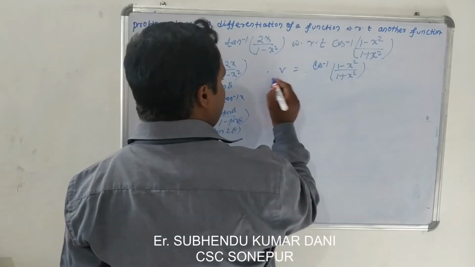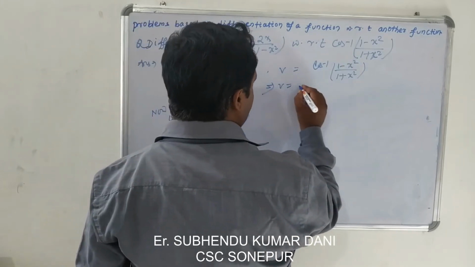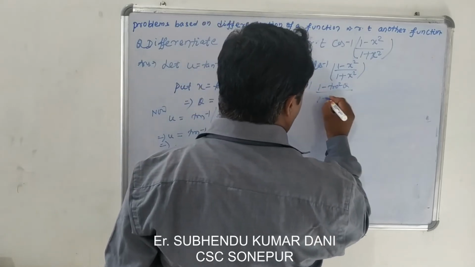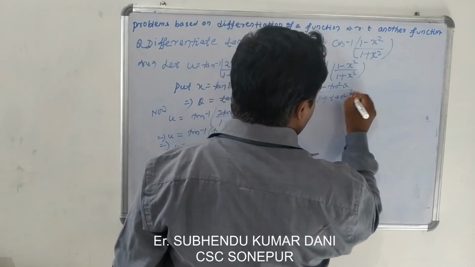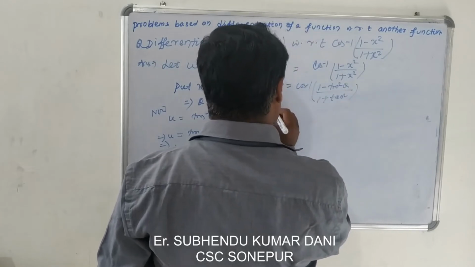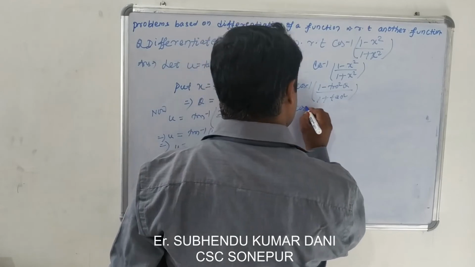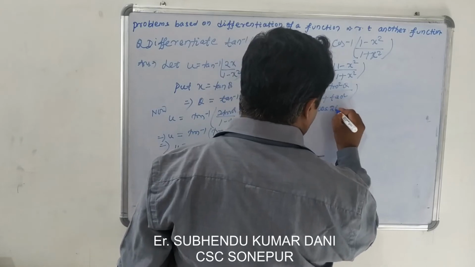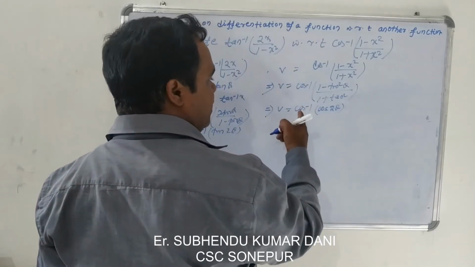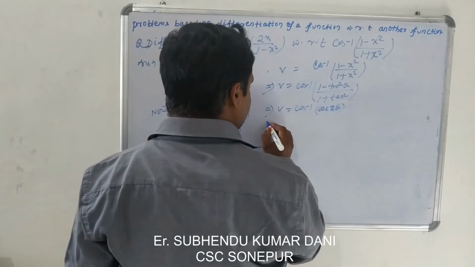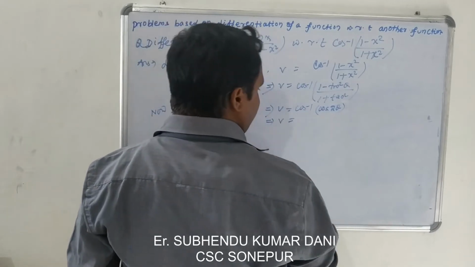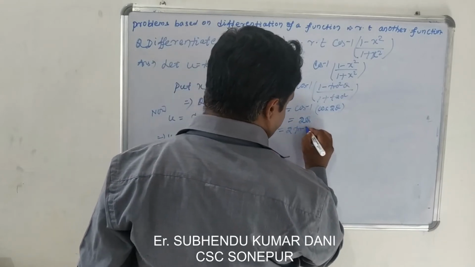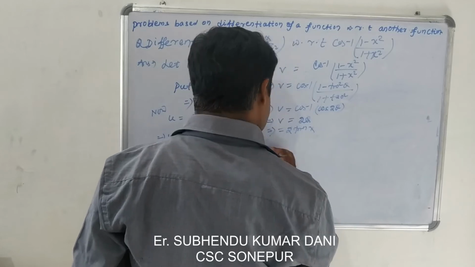Putting this value, this implies that v equals cos inverse of 1 minus tan square theta divided by 1 plus tan square theta. Your formula is cos 2 theta. So here another part is cos inverse, the value is 1. So here v equals 2 theta. So v equals 2 tan inverse of x.